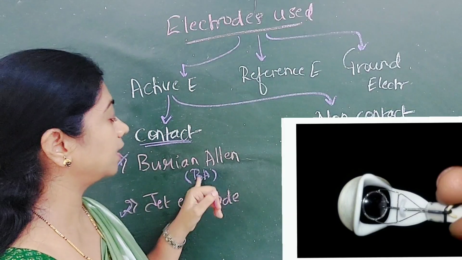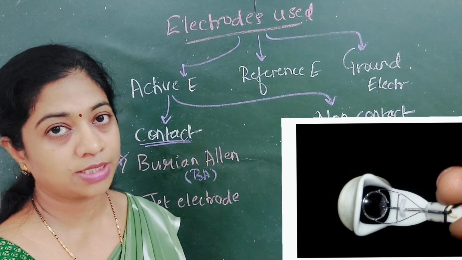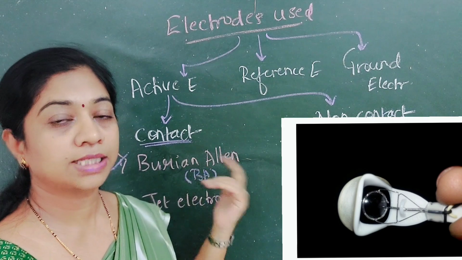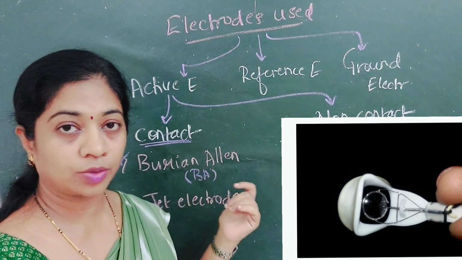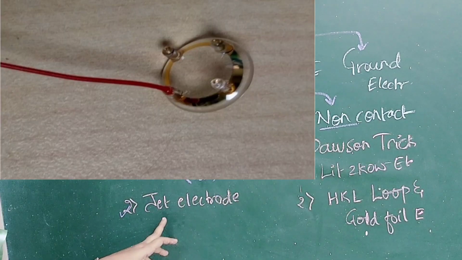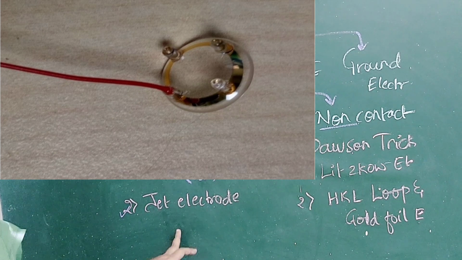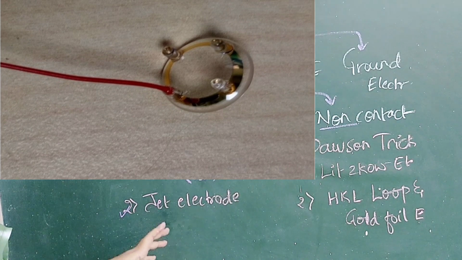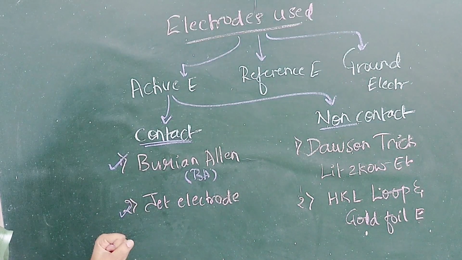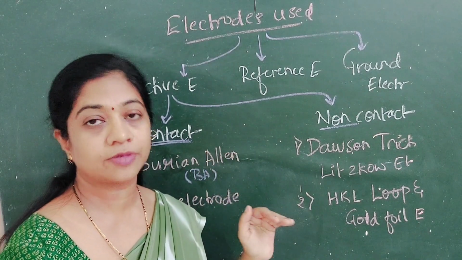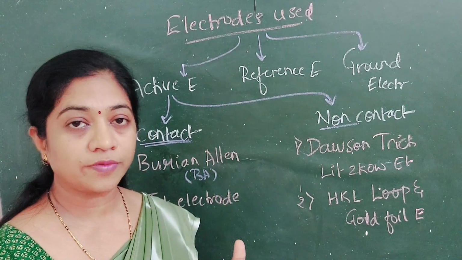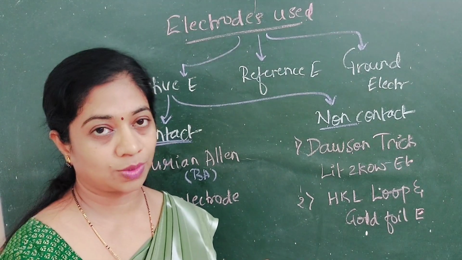This Burian Allen or the BA type is not affected by the ocular movements, and here the electrode itself acts as the active electrode, and the speculum which is used to place this electrode acts as the reference electrode. And the jet electrode is a unipolar disposable type of electrode. Here the gold plated plastic at the circumference acts as the active electrode, and a separate gold cup is needed for the reference electrode. Whenever you are using these contact types of electrodes, protect the cornea either by using lubricating eye drops or non-viscous, non-irritating type of conductive solutions.